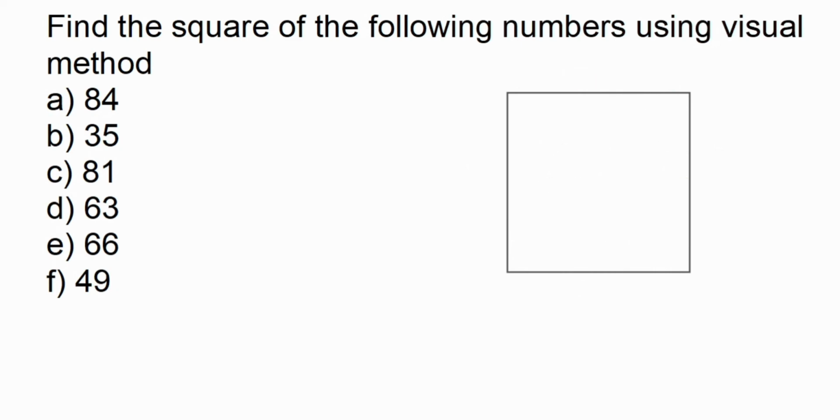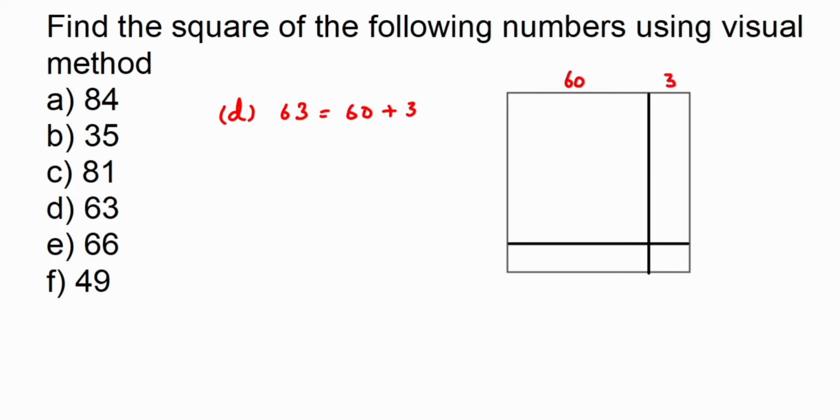So let us draw the lines once again. Okay, so the next one is 63. So 63 can be written as 60 plus 3. So again we have here 60 and this will be 3, and again this will be 60 and this will be 3. This is 60 and this is 3, and this is 60 and this part is 3. Let's find the area here.